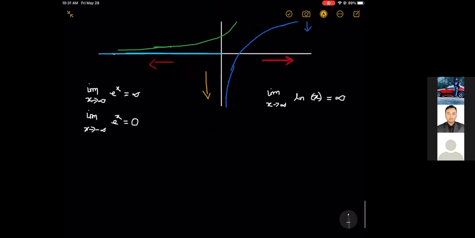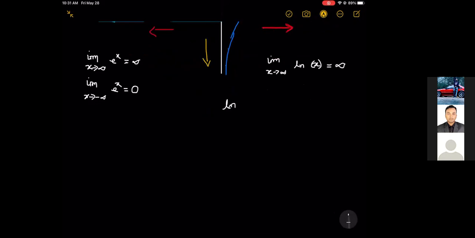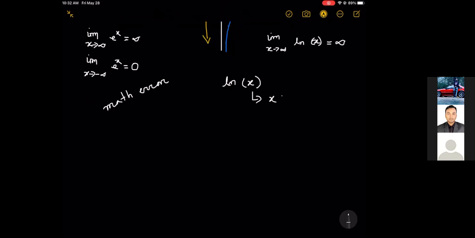Now, for natural log or for any logarithmic function, our x can't be 0 or less, because we define logarithmic functions for values of x strictly greater than 0. If you plug in any value of x which is 0 or less in the calculator, for any logarithmic function, we'll see math error, because we have defined logarithmic functions for x strictly greater than 0.